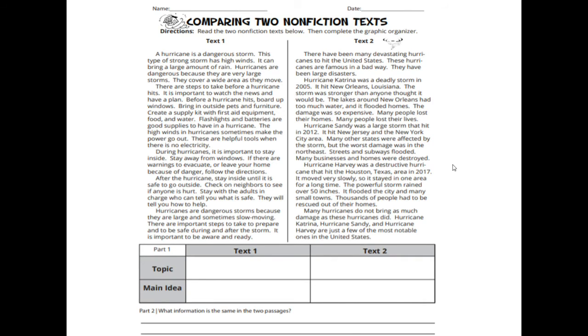There have been many devastating hurricanes to hit the United States. These hurricanes are famous in a bad way. They have been large disasters. Hurricane Katrina was a deadly storm in 2005. It hit New Orleans, Louisiana. The storm was stronger than anyone thought it would be. The lakes around New Orleans had too much water and it flooded homes. The damage was so expensive. Many people lost their homes. Many people lost their lives.